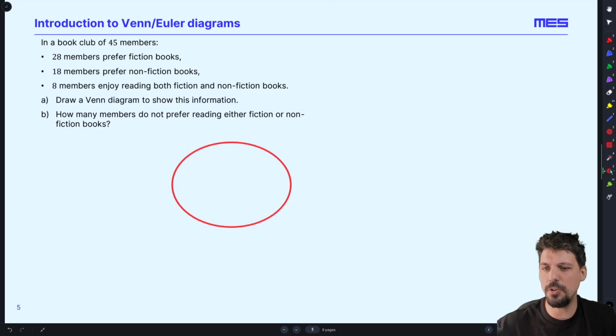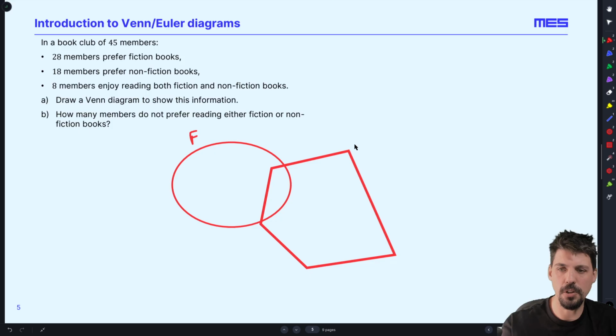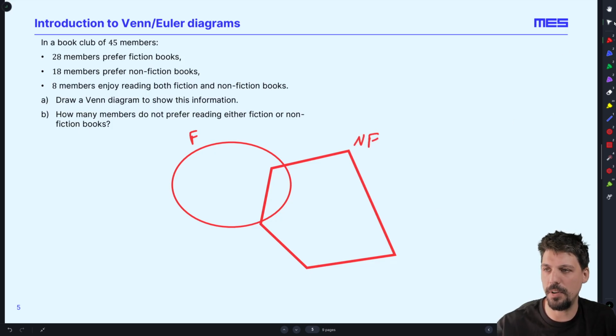And you know what? Why not? You can use any shape you want. All right. Look at this. There we go. That's wonky as all hell, but there we go. So we've got the people that enjoy fiction books, and we've got the people that enjoy non-fiction books. And I'll tell you what, let's create a little bit more of an overlap.